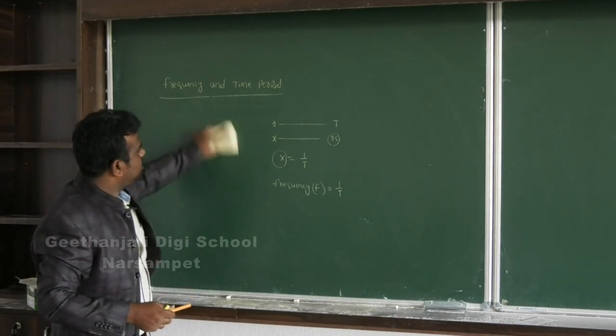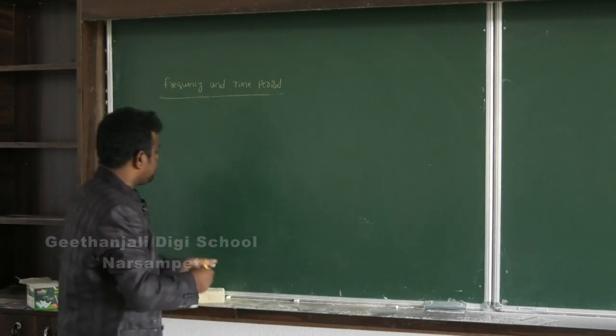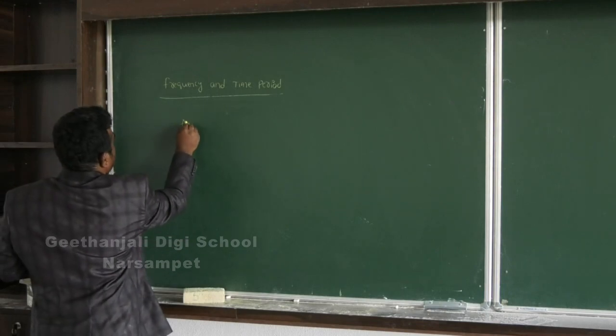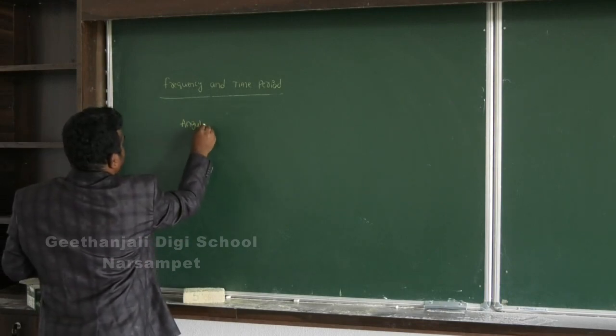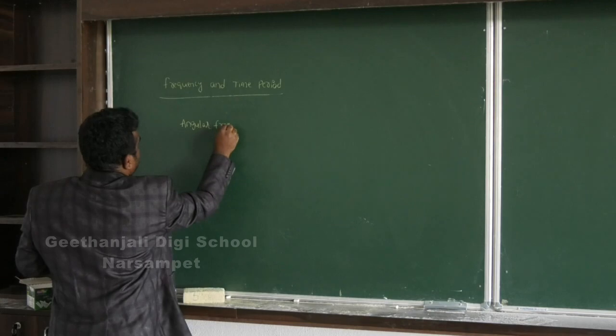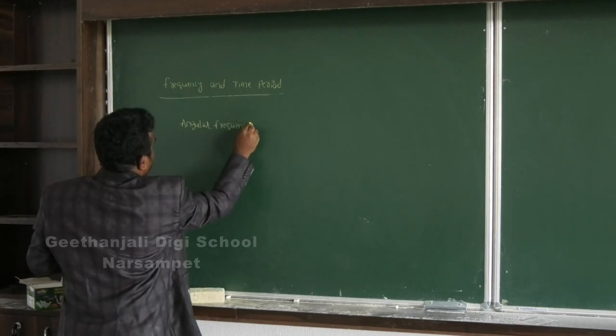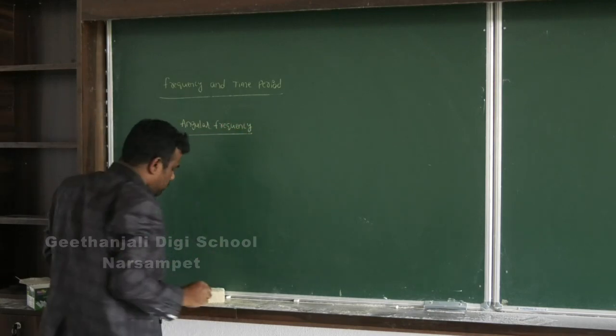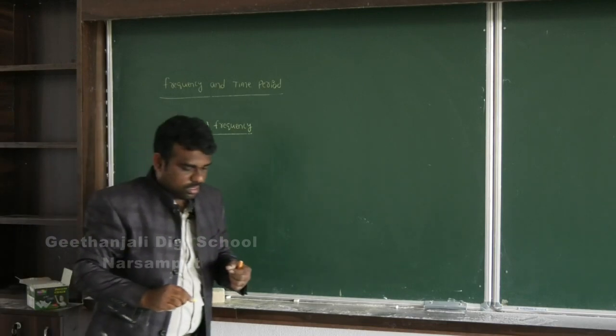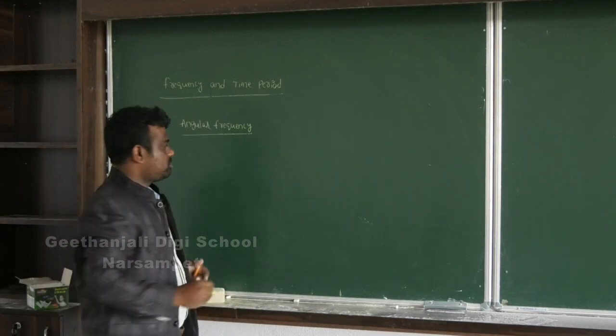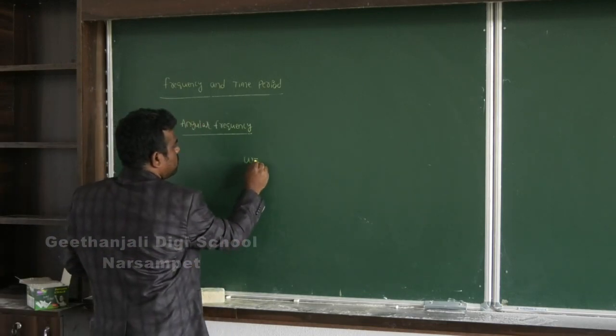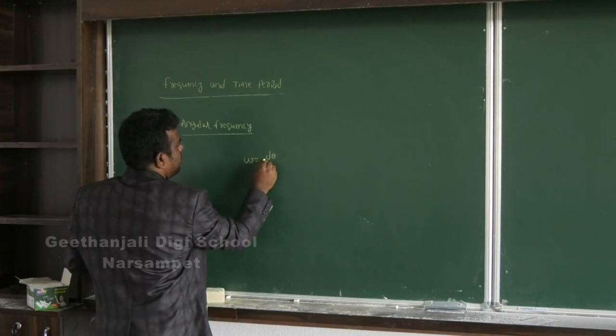So let us define angular frequency. We know that the angular velocity of a particle in circular motion is given by omega equals d theta by dt.